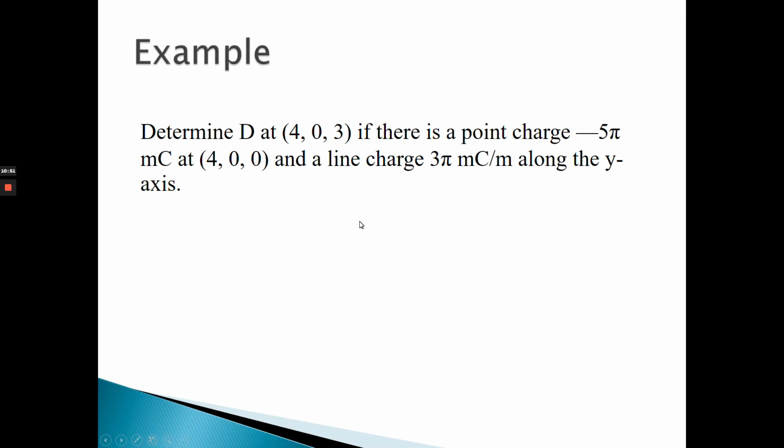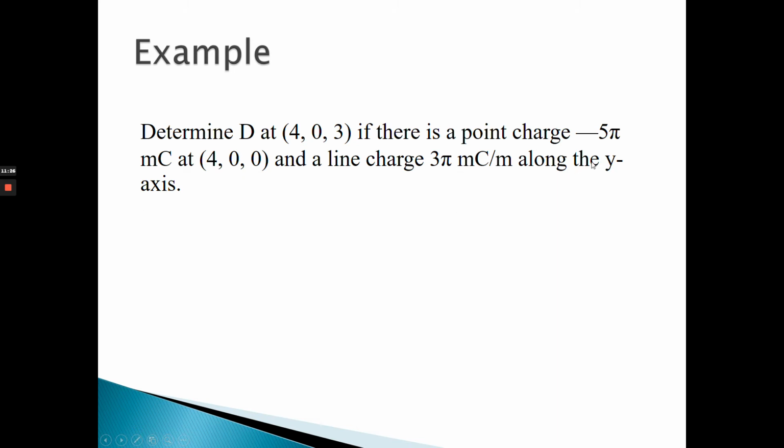So we do one example today now. It says: determine D, the flux density at a point, given in rectangular coordinates as 4, 0, 3, meaning x is 4, y is 0 and z is 3. There is a point charge of minus 5 pi millicoulomb at 4, 0, 0, and a line charge of 3 pi millicoulomb per meter along the y-axis.